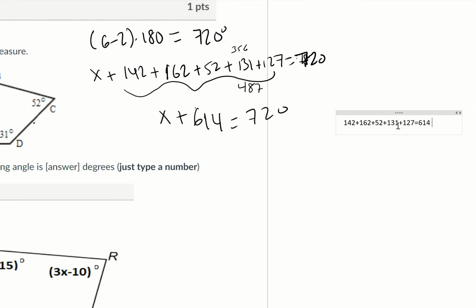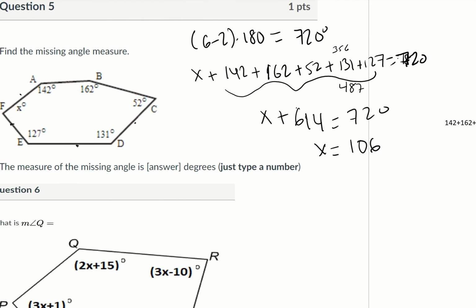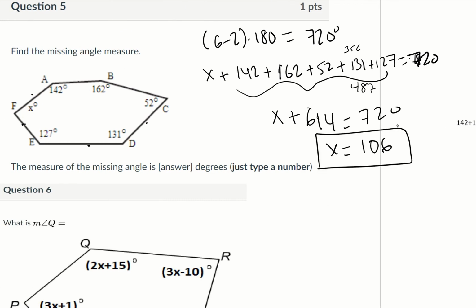Okay, and then we'll go ahead and subtract them. So we get x equals 720 minus 614, which in this case is going to be 106. So the missing angle is 106 degrees.